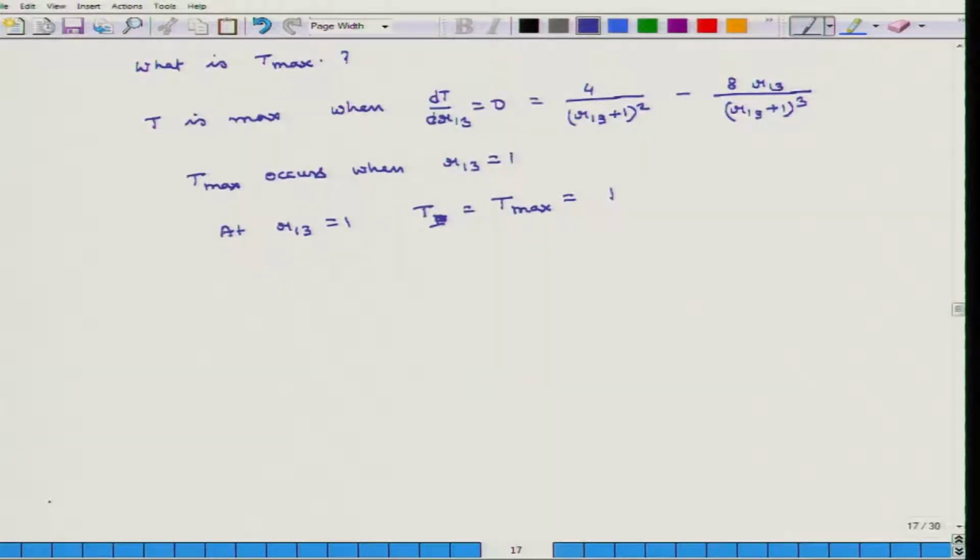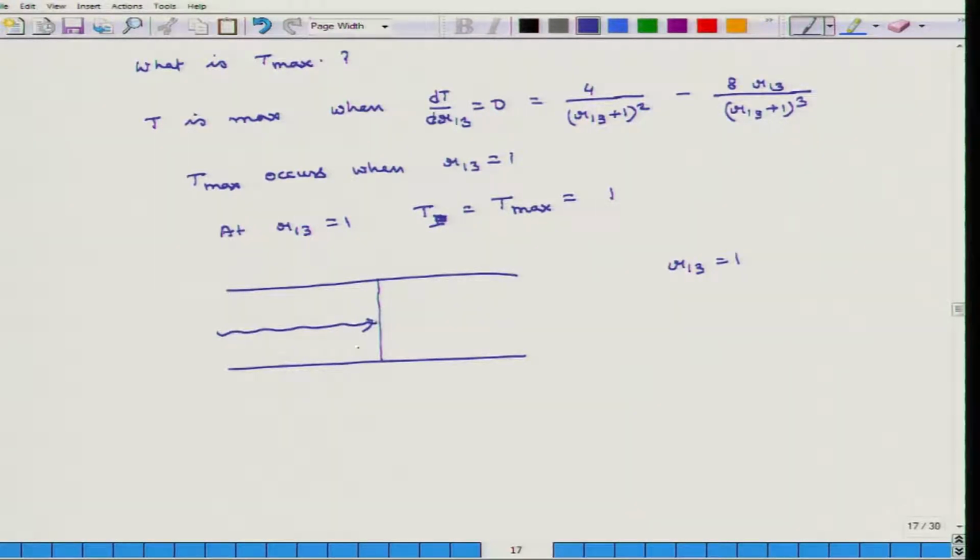So, what does that mean? What that means is, this special case is a 2 media problem. If you have 2 media, this is the boundary and R13 equals 1, it means that whatever sound energy is coming in, nothing is getting reflected back, all of that energy is getting transmitted. R13 equals 1 means rho 3 C3 over rho 1 C1 equals 1, which means rho 3 C3 is equal to rho 1 C1.